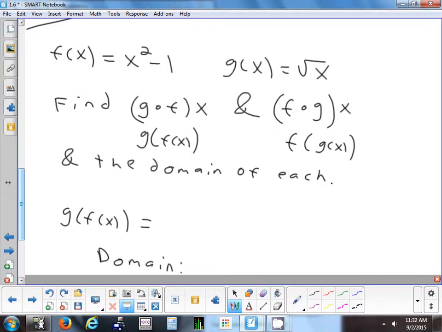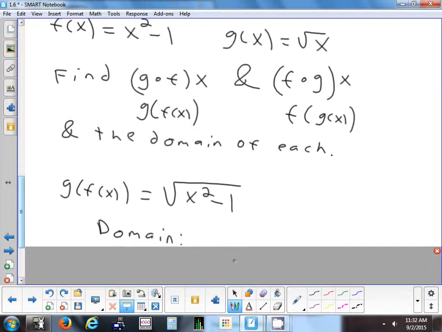Okay, how about Jen? What did you get for g of f of x? The square root of x squared minus 1. Yeah, the square root of x squared minus 1. So you're taking what you have for f of x and you're filling it in function g. There's function g. It's the square root of, and now plug in f of x squared minus 1. Good.